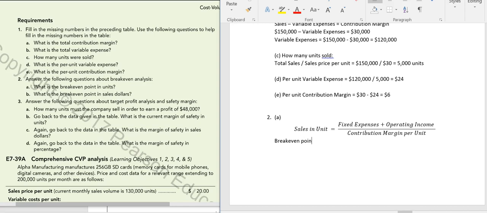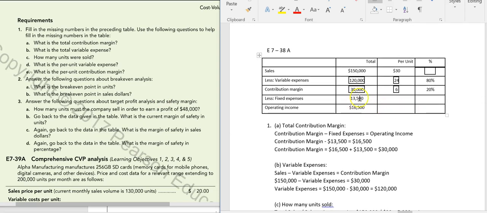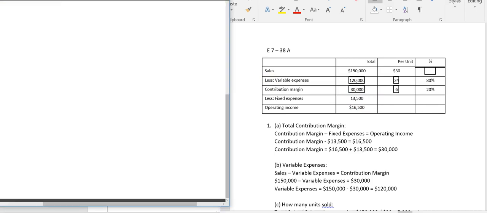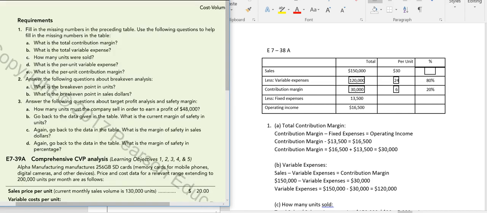So break-even point in units. It is actually fixed expenses, which you already know. Our fixed expense, if we go back here, is 13,500, or I could show you the other page, page 424. Our fixed expenses are given here, 13,500. And the questions are on page 425. So I will write it down.